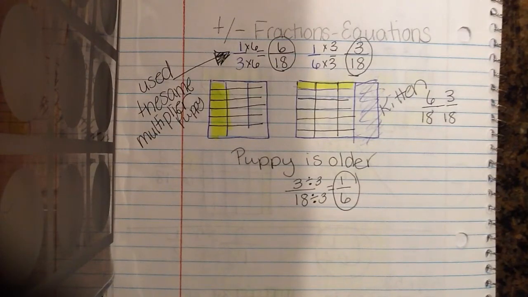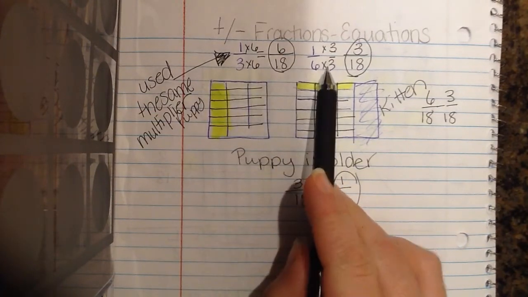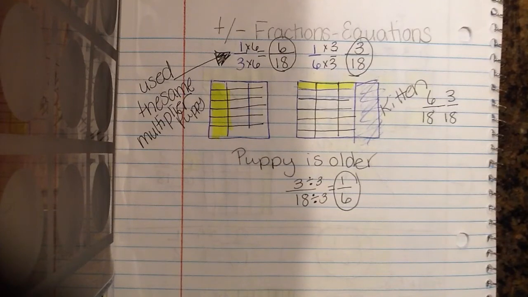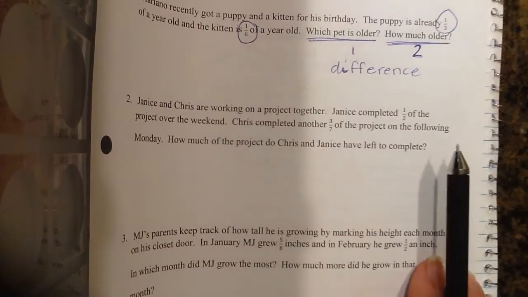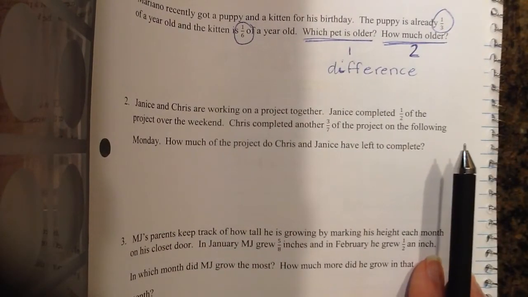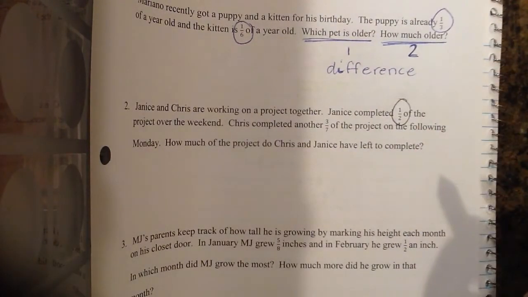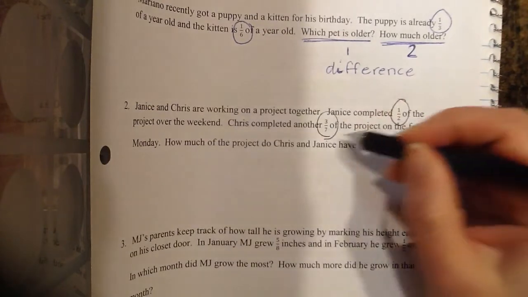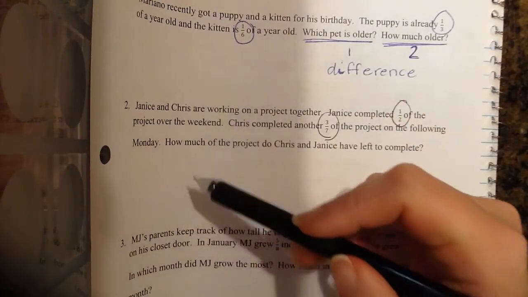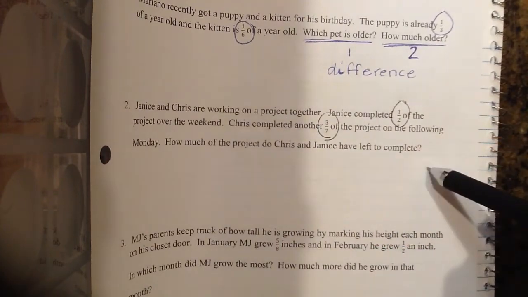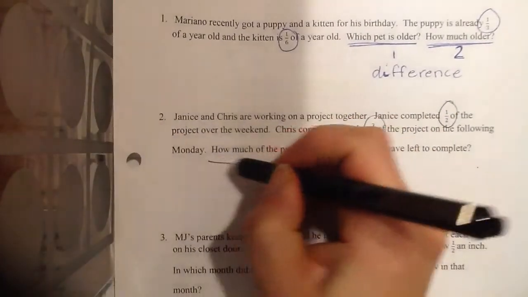So we're going to solve the next problem. We're going to not draw a picture and see if we can follow these steps without the picture, just the equations. So here's our next problem. Janice and Chris are working on a project. Janet completed a half of the project. Chris completed 3/7 of the project on the following Monday. How much of the project do Chris and Janet have left to complete?